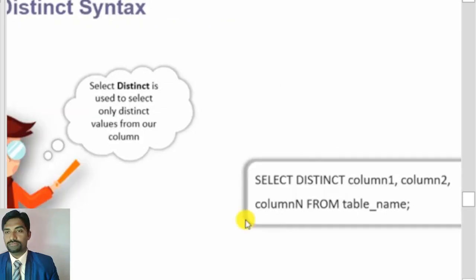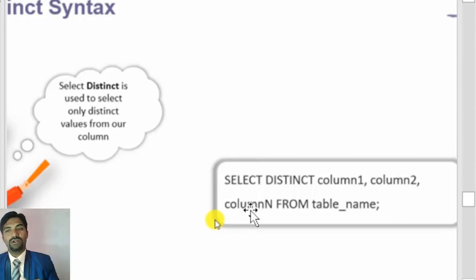The distinct keyword we are using is used to select only distinct values. For example, maybe there is a male and a female, but there may be 10 male, 10 female and some other relevant data. When we use the distinct keyword, it will not retrieve the repeated values. Only distinct values will be displayed.